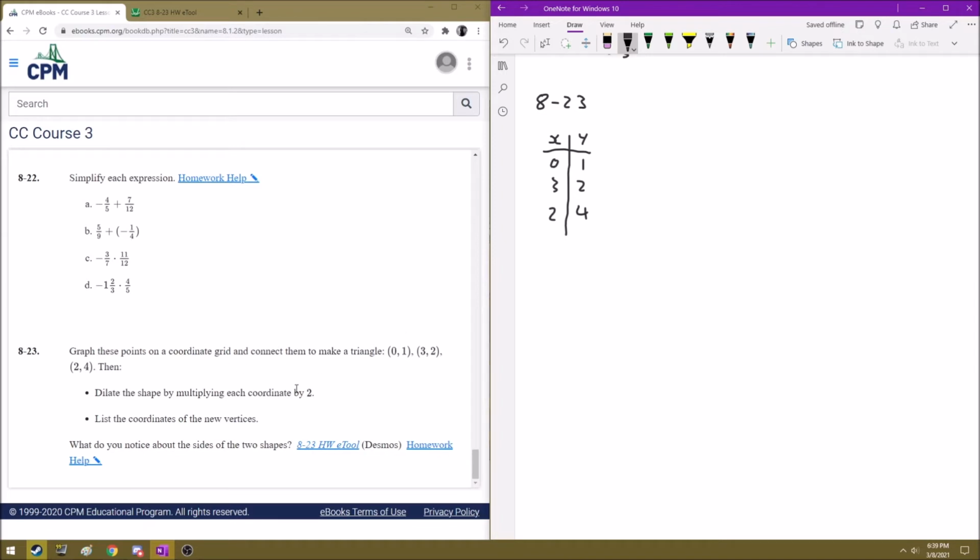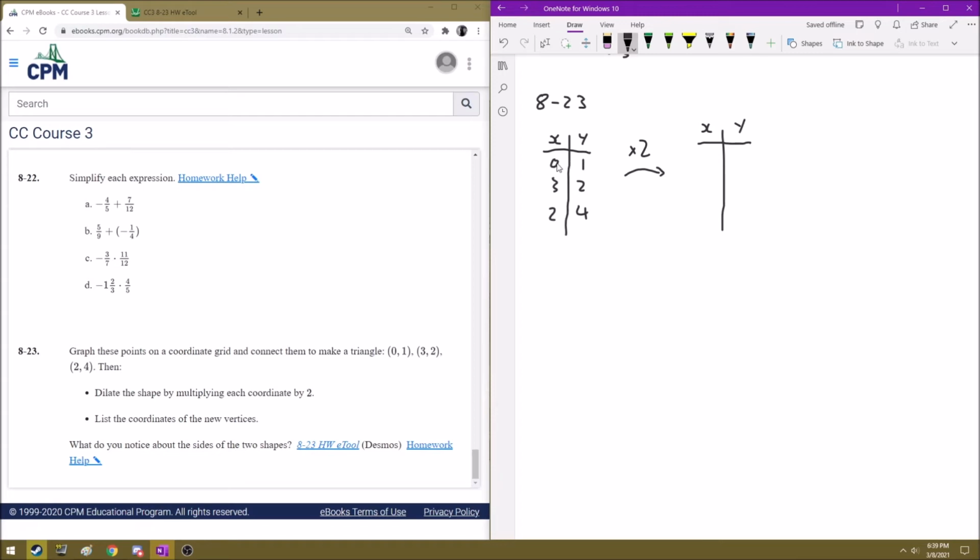To dilate the shape by 2, remember we need to multiply each of these coordinates, both the X and the Y, by that number 2. So let's do a little arrow, right, times 2, so we remember what we're doing here, and then we can make a new XY table.